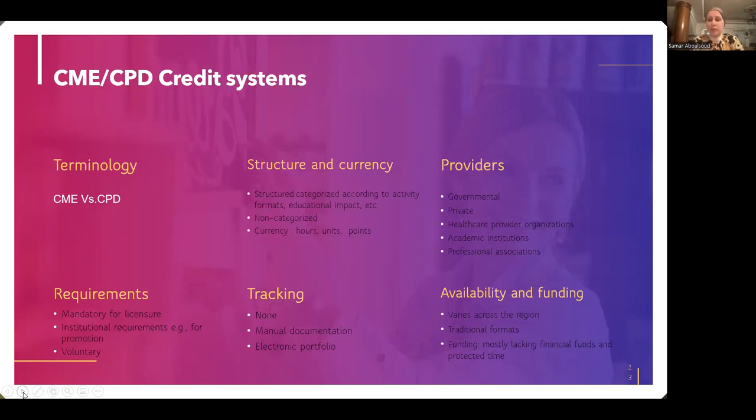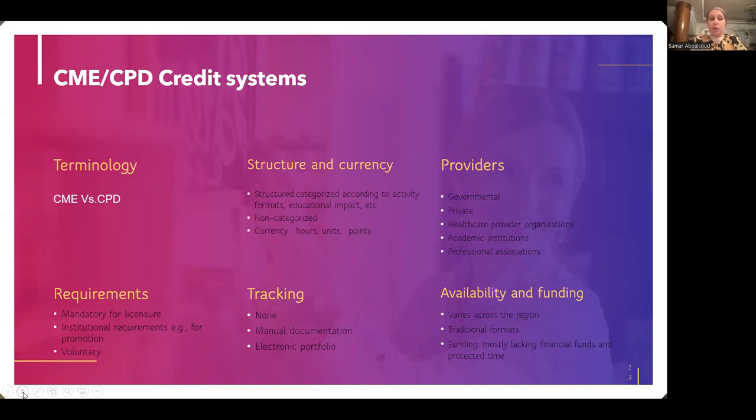The structure of the CPD credit systems varies from one country in the MENA region to another. It can be structured, divided into categories. Categories can be 2 or 3, and they can be categorized according to activity formats or educational impact. For example, the Qatari accreditation system includes 3 categories. One is the accredited activities, the group accredited activities like workshops and seminars. The second is self-directed learning. The third is self-assessment activities.